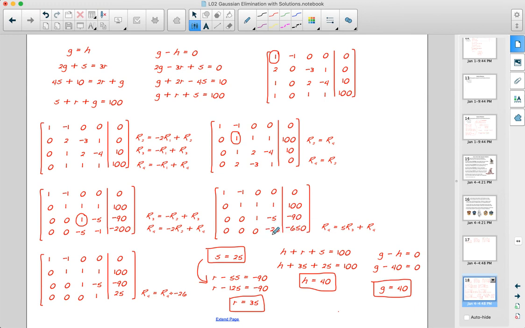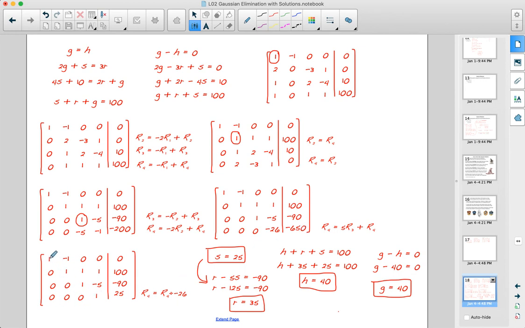And then what I would like to do is just make this 1. And in order to make that 1, I'm going to divide row 4 by negative 26. So that's what I've noted over there. Row 4 is row 4 divided by negative 26. We're going to get 0, 0, 0, 1. And when you divide that by negative 26, you get 25.